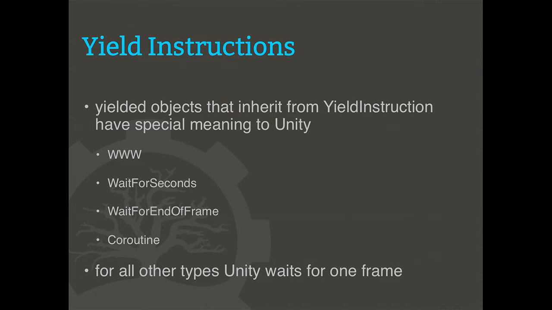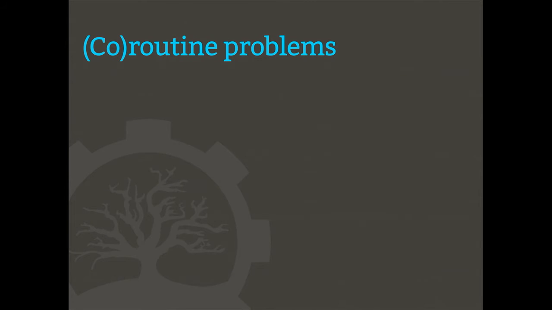And the coroutine, which is probably the thing that makes the whole thing so useful, is wait until this other coroutine is done before resuming execution of the one we're currently in. And then for any other types, Unity will wait for one frame and call moveNext after all the update functions have gone for all the other objects in your game. So I hope that explains basically what coroutines are and how they work.